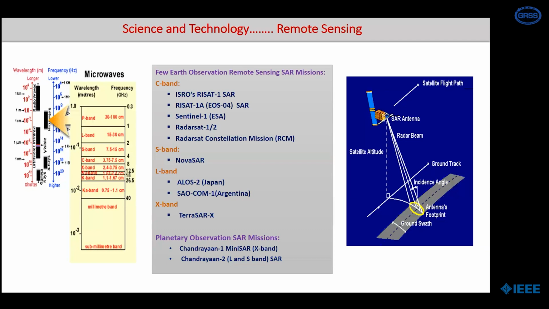So if you see in the all international scenario, you will find more C-band sensors. Right from ISRO's first indigenous RISAT, NISAR, which is operating at the C band, and next the follow-on mission of the RISAT 1A, and the Sentinel and RADARSAT and RCM are in the C band.